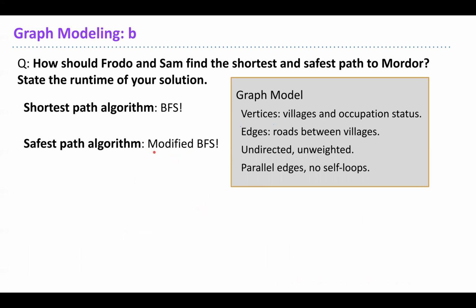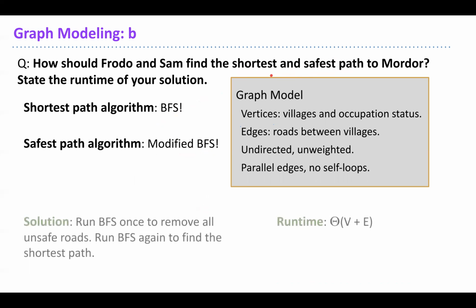So our safest path algorithm would be a modified BFS. We modified it to make it safe as well, since BFS will give the shortest path on an unweighted graph. So the solution would be to run the BFS once to remove all the unsafe roads and run the BFS again to find the shortest path. And the runtime of this would be the runtime of BFS, which is theta of V plus E.